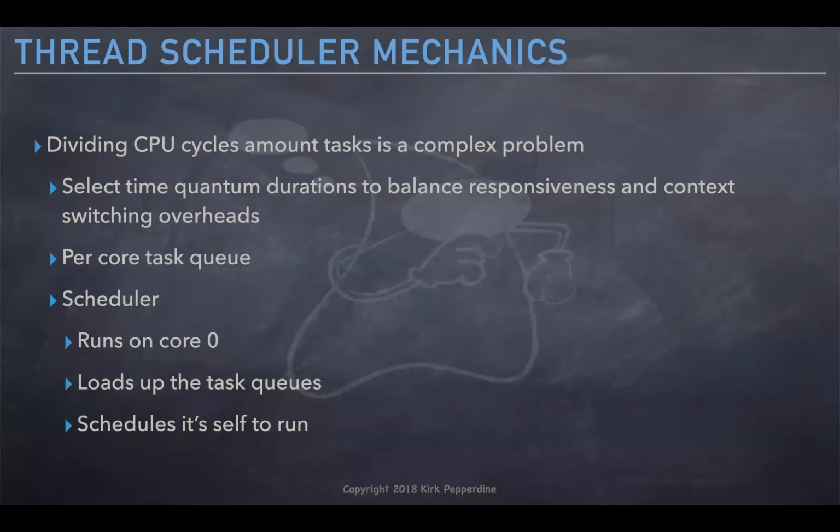Now, the scheduler itself runs on core 0. So it's just going to load the tasks up, right? It basically says, okay, here's all the work I have to schedule. It's like bang it all up into these task queues. I'm going to have a task queue per core, and then the cores burn through their task queue. And the scheduler itself is going to schedule itself to run back on core 0. So when it's scheduled to run again, it gets in there and resets all of the queues again, and off you go again.